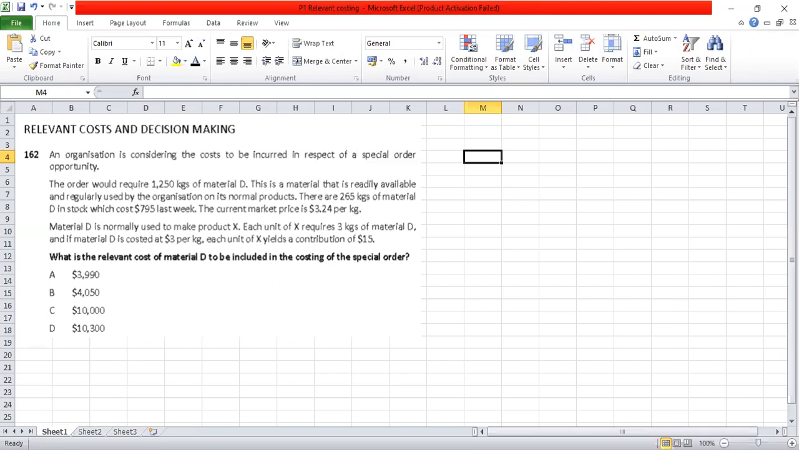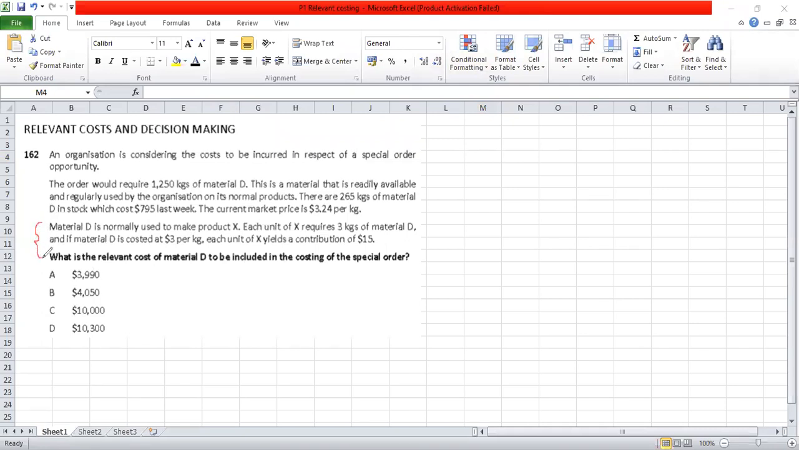Material D is normally used to make product X. Each unit of X requires 3 kgs of material D. And if material D is costed at 3 per kg, each unit of X yields a contribution of 50. So some additional information about the requirement of material, etc., is given in this particular paragraph.